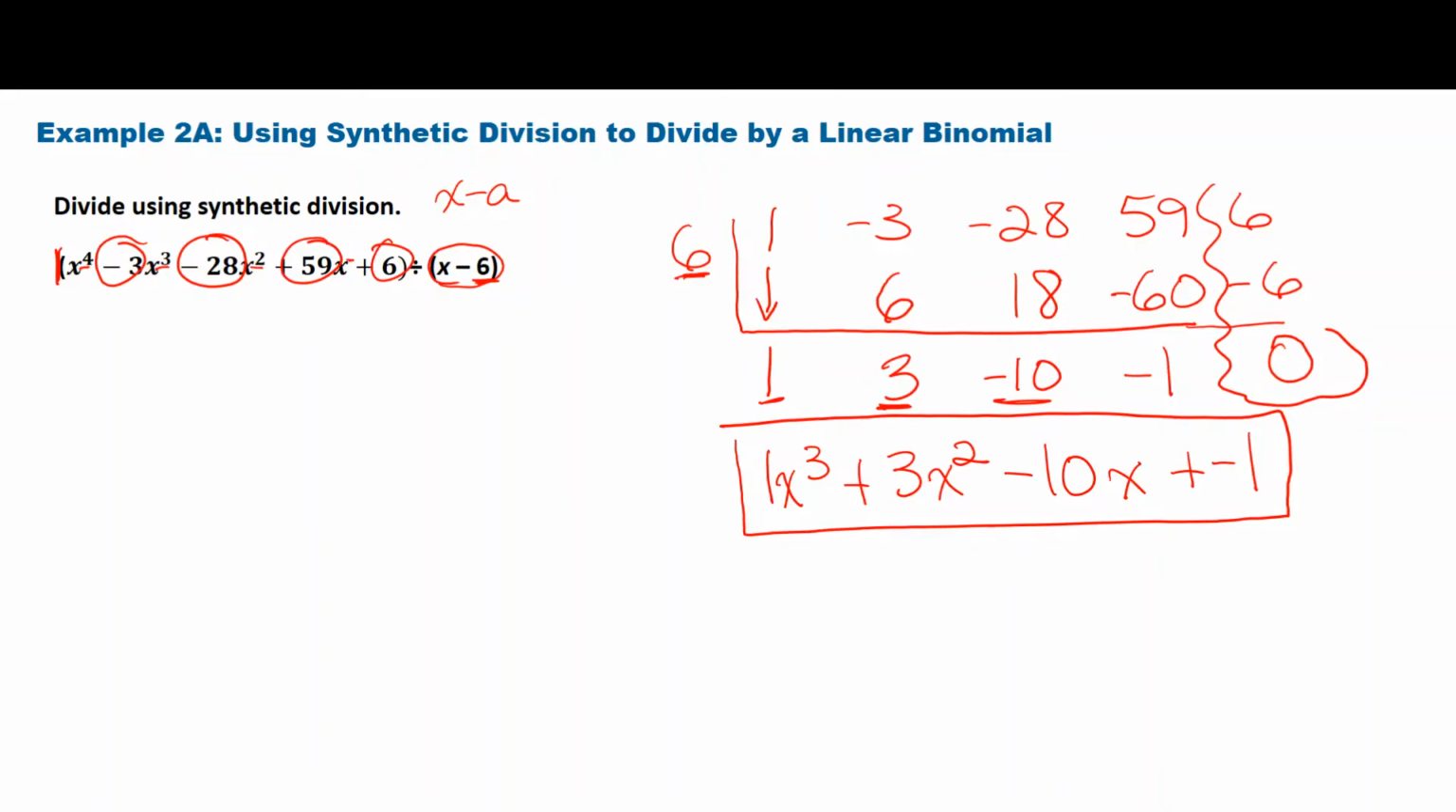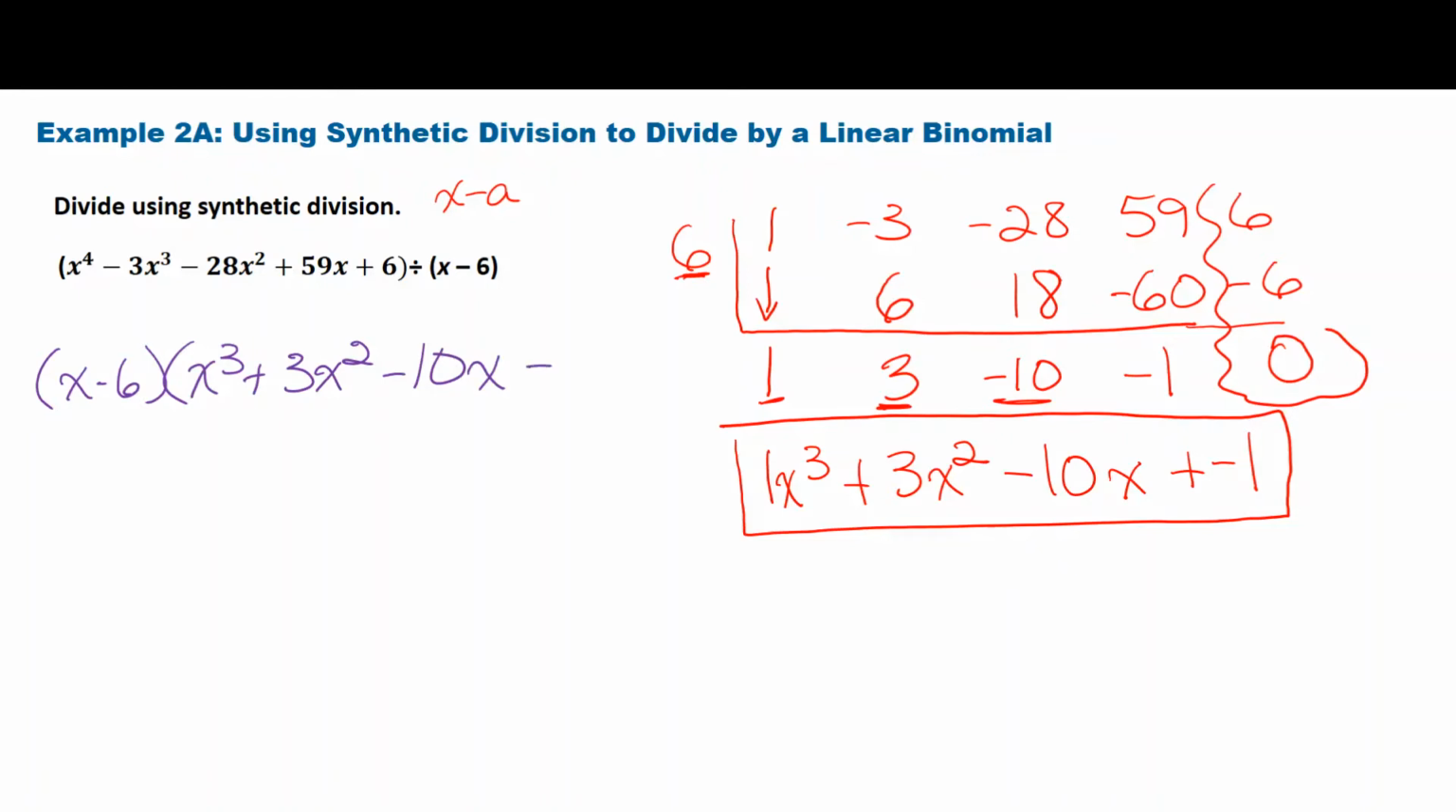Now, remember, I always want you to check your work to make sure that you did your division and multiplication correctly. So what we can do, this is our quotient, and here is our divisor. If we multiply our divisor by the quotient, we should end up with the same original dividend. So let's go ahead and multiply that together and make sure that we did everything correctly. So we're going to say, all right, x minus 6 times x cubed plus 3x squared minus 10x minus 1.